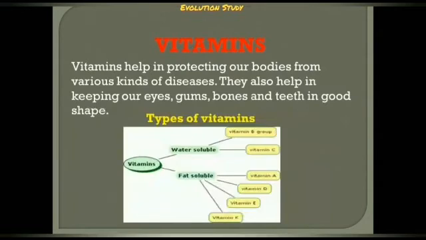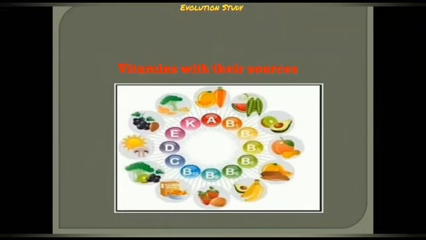Now, what are vitamins? Vitamins help in protecting our bodies from various kinds of diseases. They also help in keeping our eyes, gums, bones and teeth in good shape. Now there are 2 different types of vitamins: water soluble and fat soluble. Water soluble includes vitamin B group and vitamin C, and the fat soluble includes vitamin A, vitamin D, vitamin E and vitamin K. Here are some vitamins with their sources as you can see in the picture.